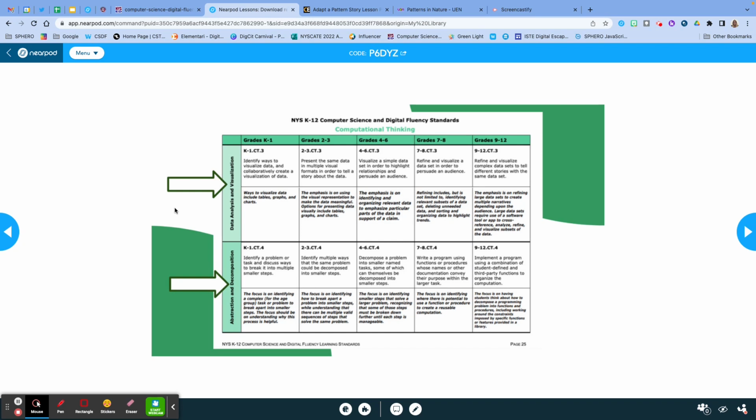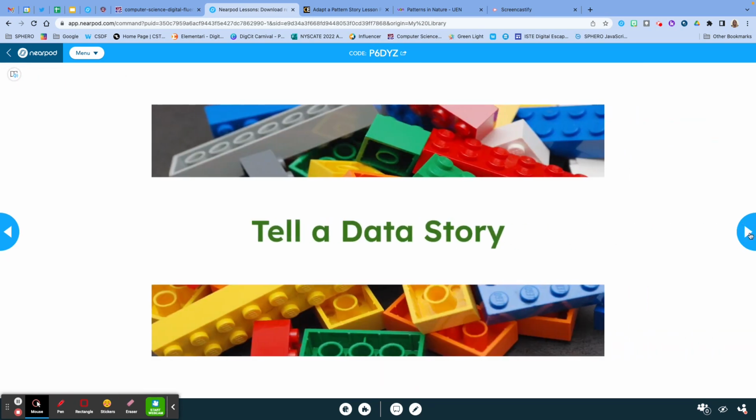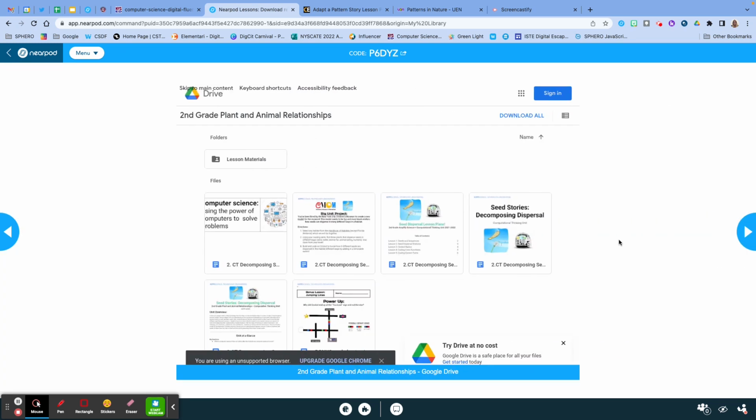Moving on from the first concept area, we're moving on to the next one. And we're going to show you some different things that you can do. You can give your students a handful of Legos and have them create data stories and organize that concepts into how it works for them and how they can organize different ways to do data. If you have Ozobots available to you, here's a second grade plant and animal relationship one that you can do with that Ozobot.